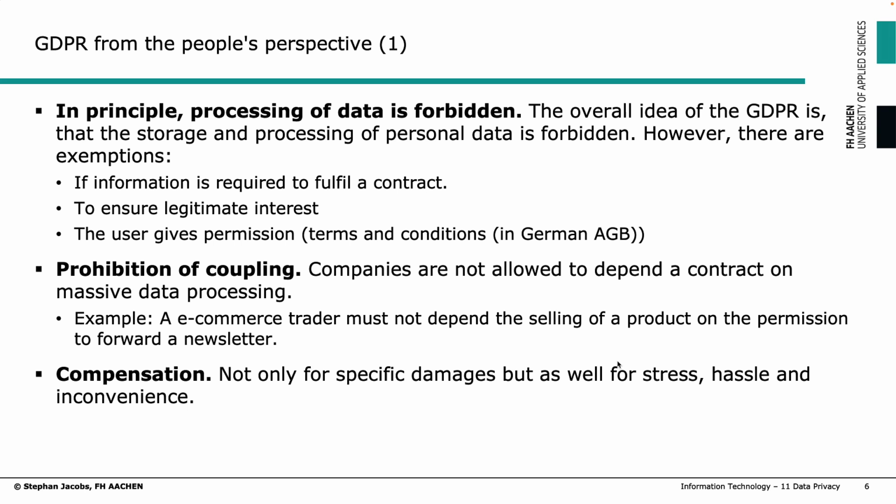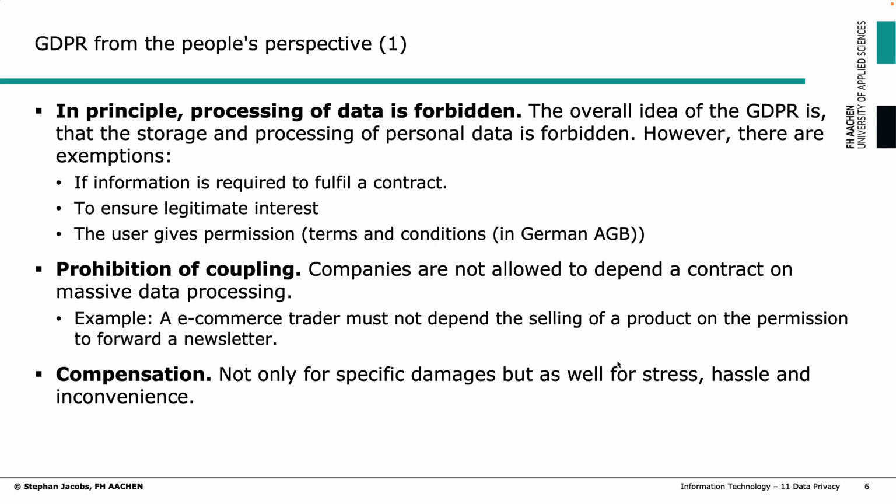Prohibition of coupling is another thing. In the past, it has often been that if you buy something, especially in a web shop, you get advertisements. Nowadays, you will see that companies will ask, hey, you have bought this product, are we allowed to send you any information about new product developments? This is due to the prohibition of coupling, and it means more. The company cannot argue, okay, I will only do this transaction with you if you allow me to send you advertisements.